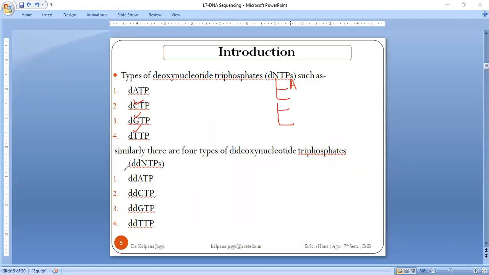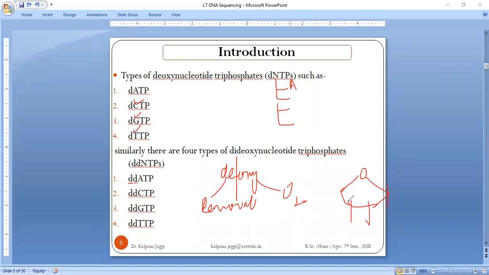ddNTP means di-deoxy. So what is deoxy? The name itself indicates it: when we split the word deoxy, D stands for removal and oxy stands for oxygen. That means there is removal of oxygen, and this removal is in the sugar, right? This is a 5-carbon sugar. When there is the presence of OH, then it is said to be oxy. But when this oxygen is removed and only H is left behind, then it is called deoxy. This I have already told you.